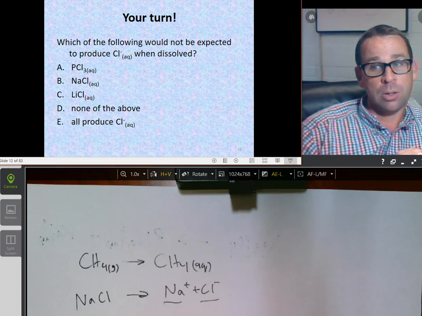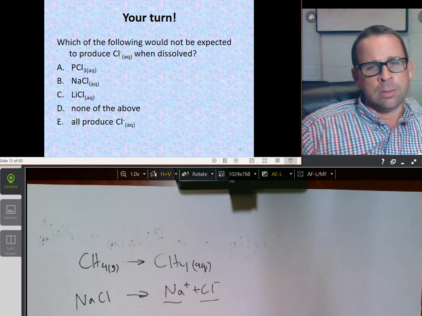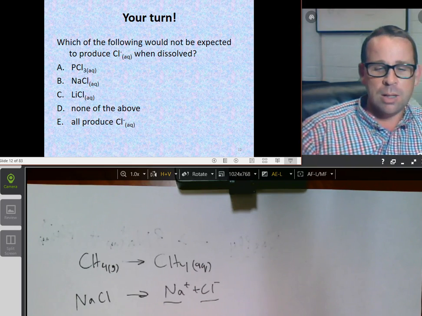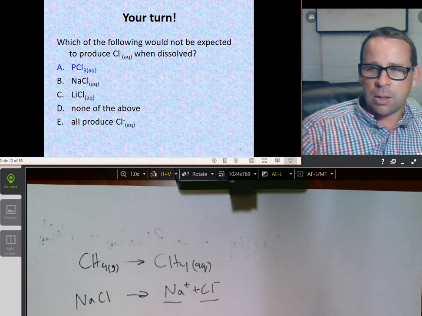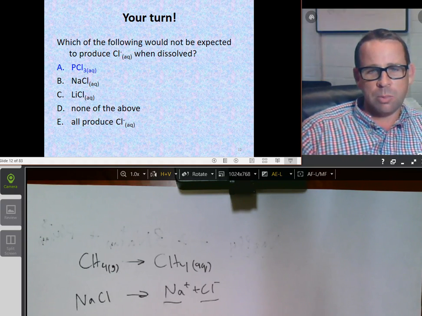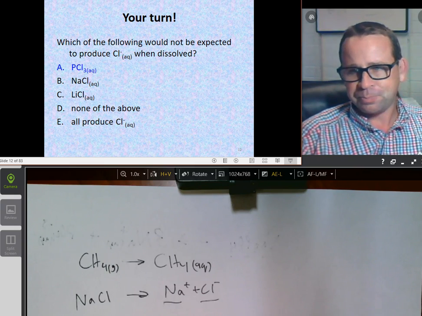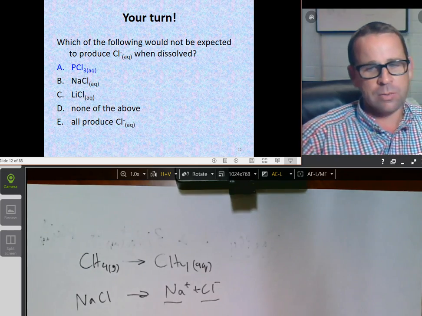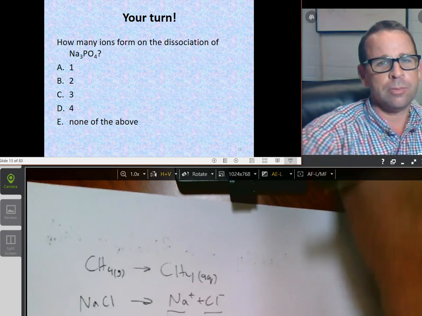Okay, I'm going to tell you now. So if you haven't got the answer yet, push pause until you get it. Okay, so we wouldn't expect the first one to produce chloride ion because PCl3 is not an ionic compound. Ionic compounds are the only ones that can ionize to form chloride ion, for example, or any ions for that matter. Okay, so on we go.